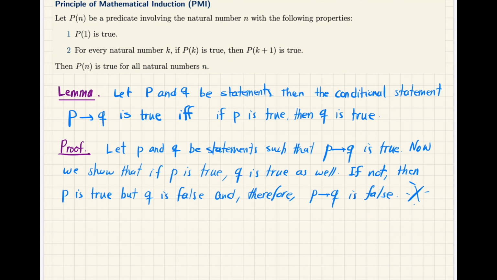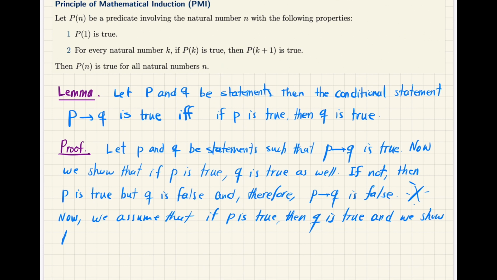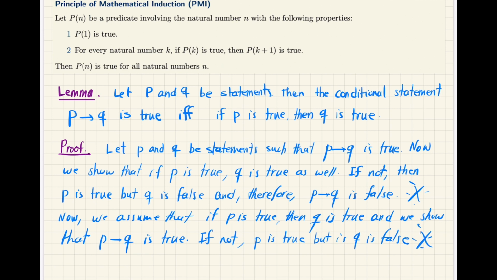Now the other way around. Now we assume that if P is true, then Q is true, and we show that "if P then Q" is true. Assume that this is not the case. If this is not the case, that "if P then Q" is true, then there is only one possibility: P is true, but Q is false. That's also again a contradiction, because here we know that if P is true, then Q has to be true. This is something that we use over and over again.